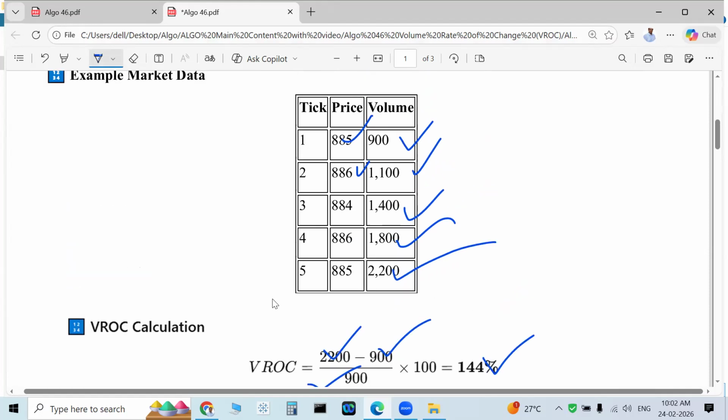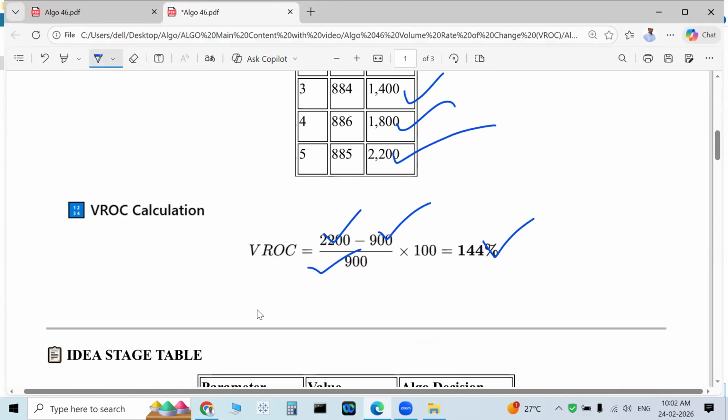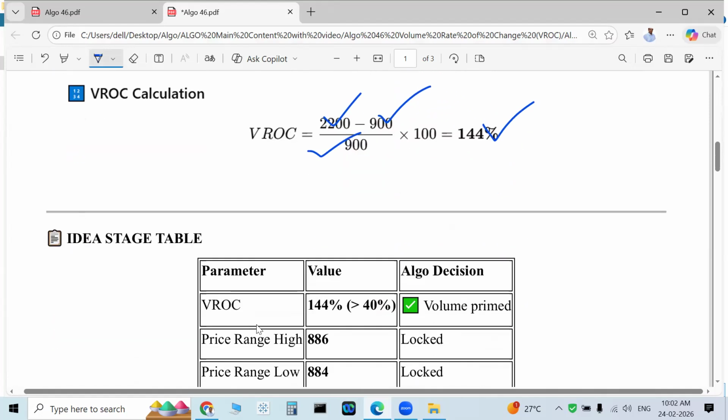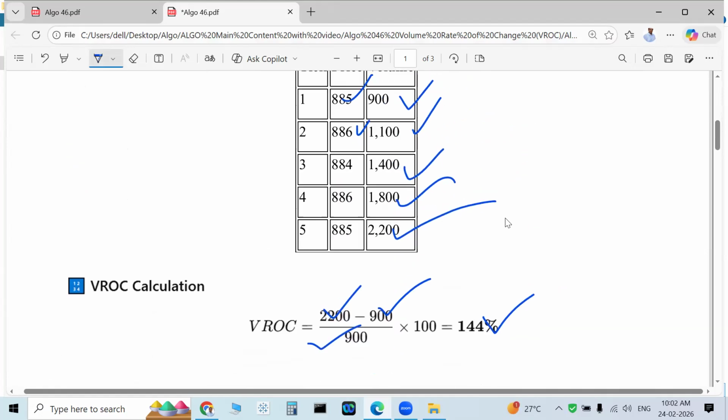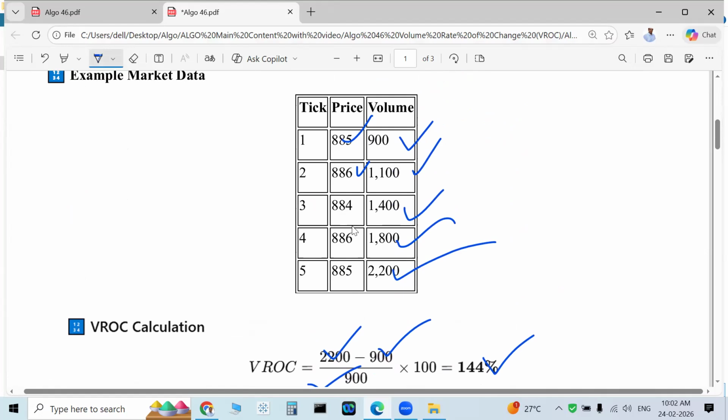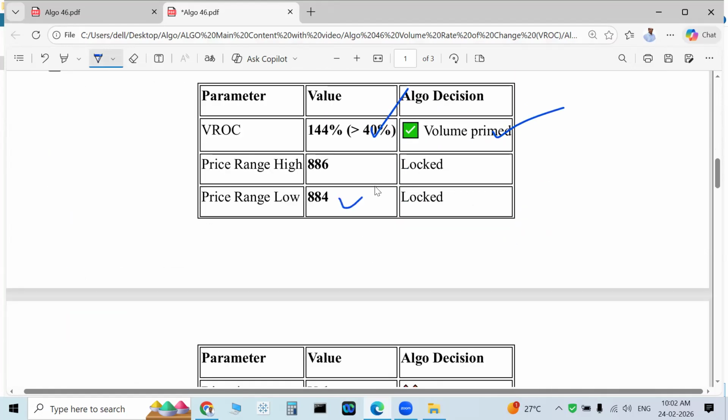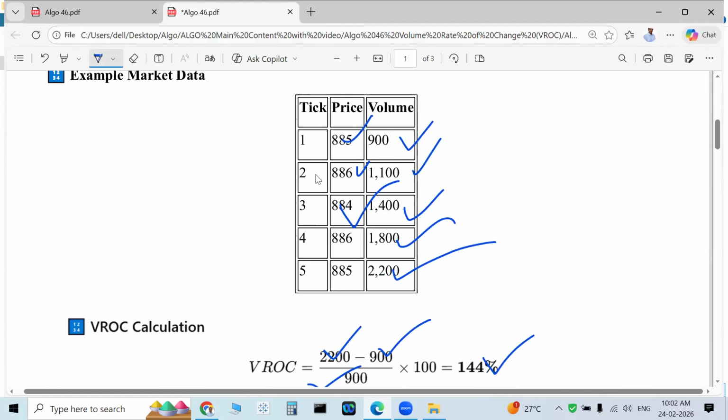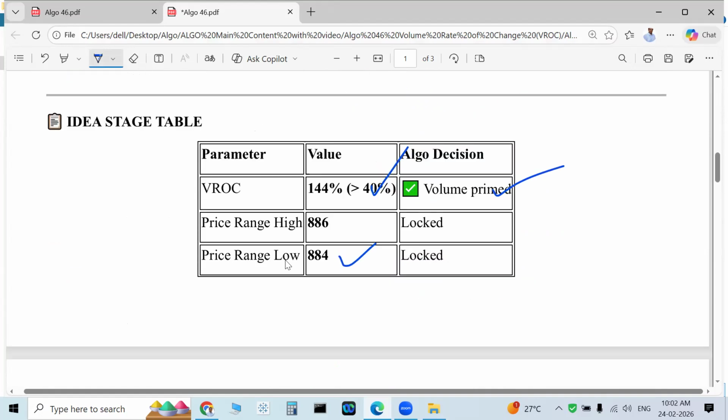So the VROC shows that the volume is increasing. The volume has taken kind of a breakout, and the rate of the volume is also increasing. So we will check it against 40%. Volume is primed. Now we just need to check the high range and low range of the price. So the low range is 884 and the high range is 886. So this is the price range which we have locked.